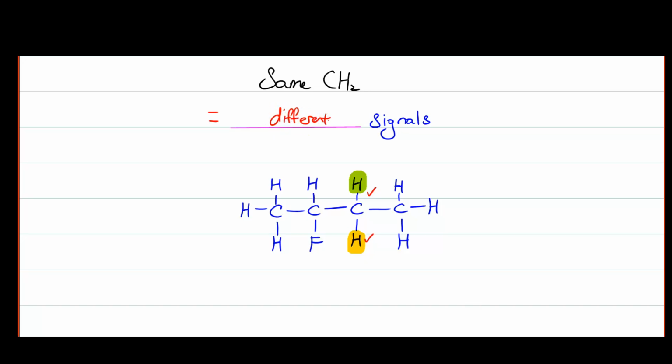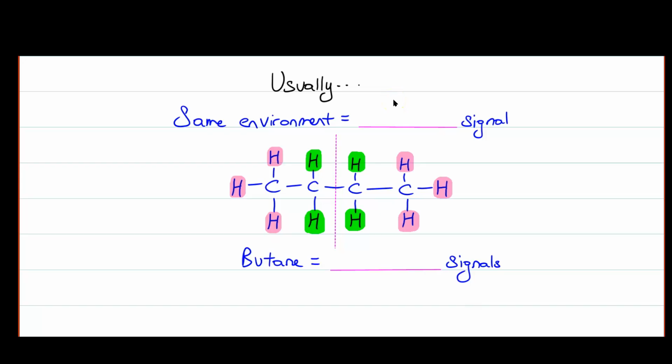Normally, hydrogens in the same chemical environment give the same proton NMR signal. For example, in butane, symmetry makes the two end CH3 groups equivalent and the two middle CH2 groups equivalent. So butane gives two signals.